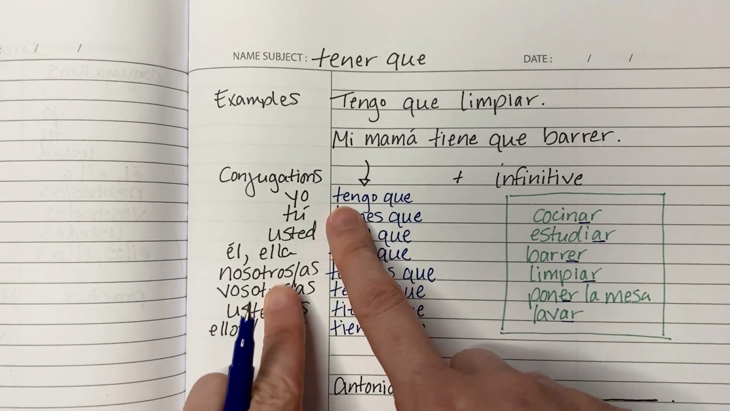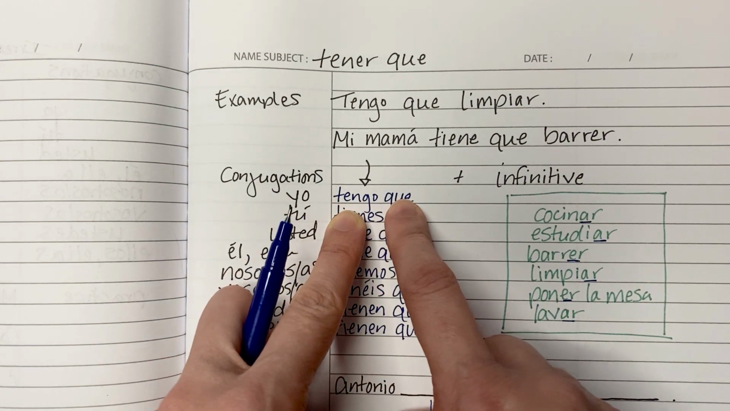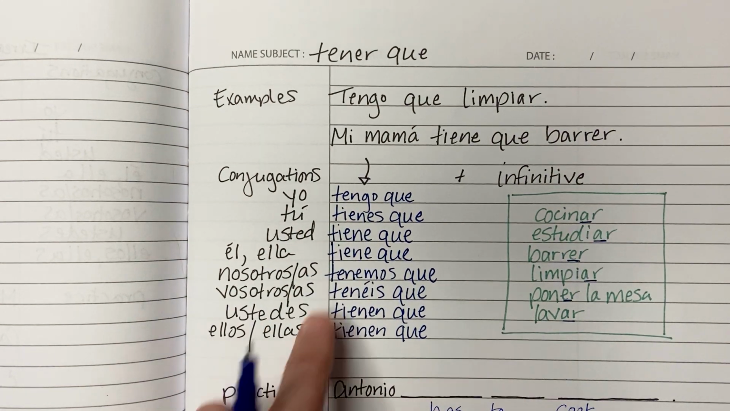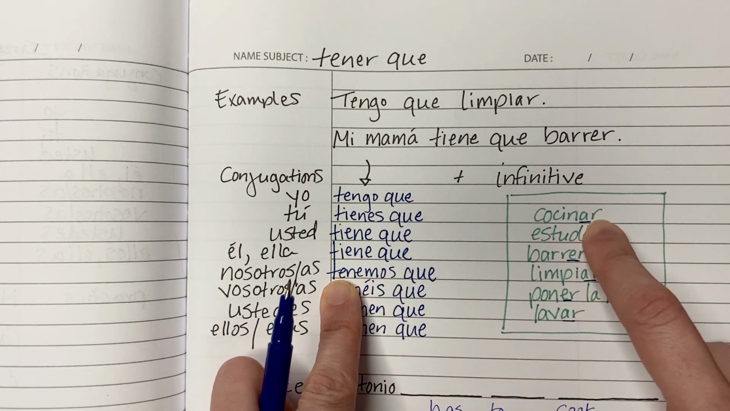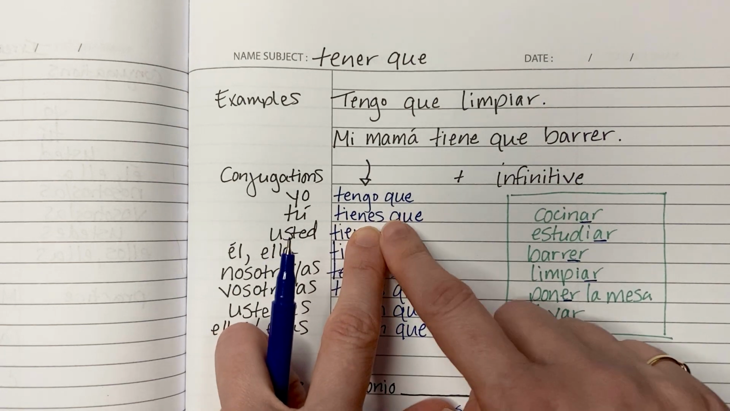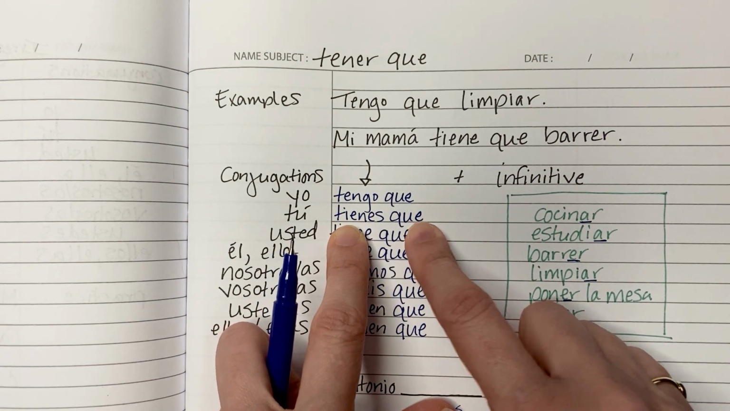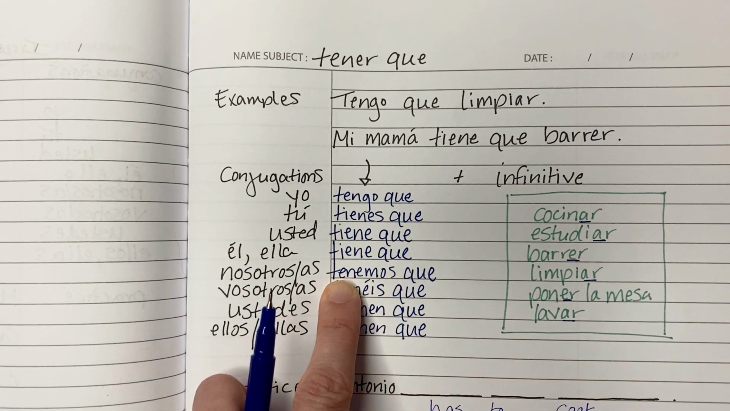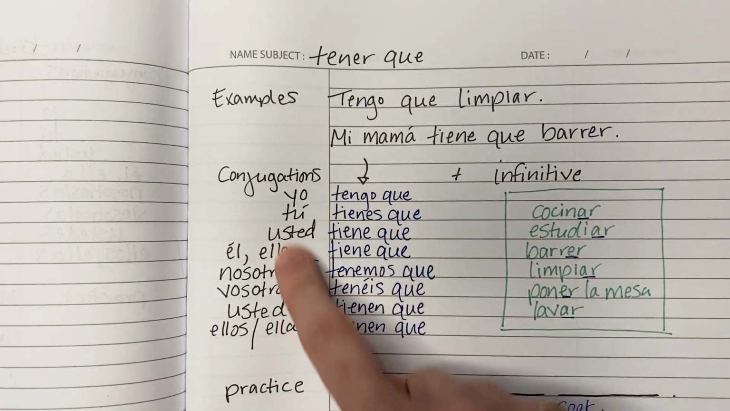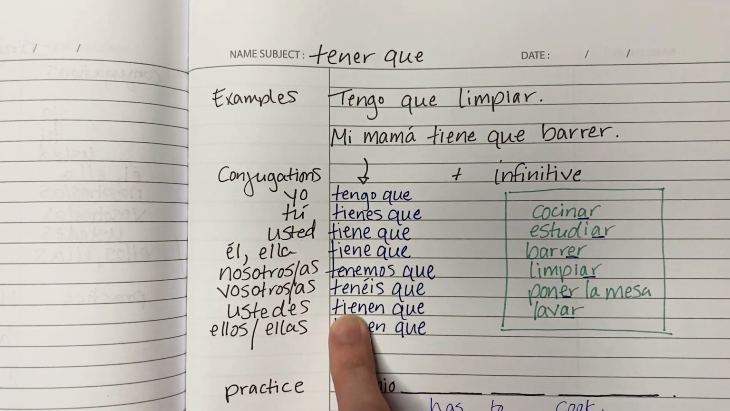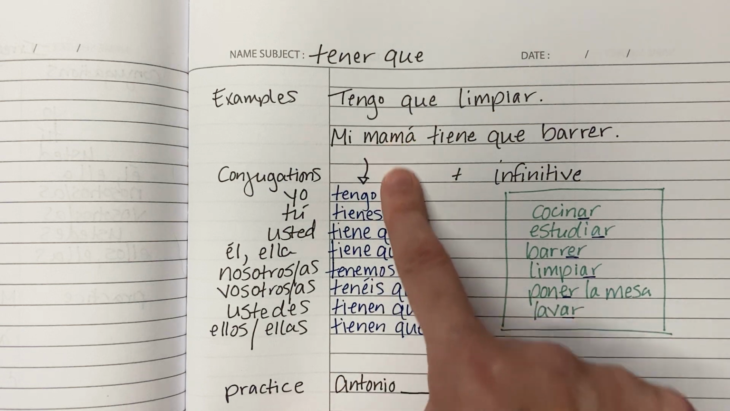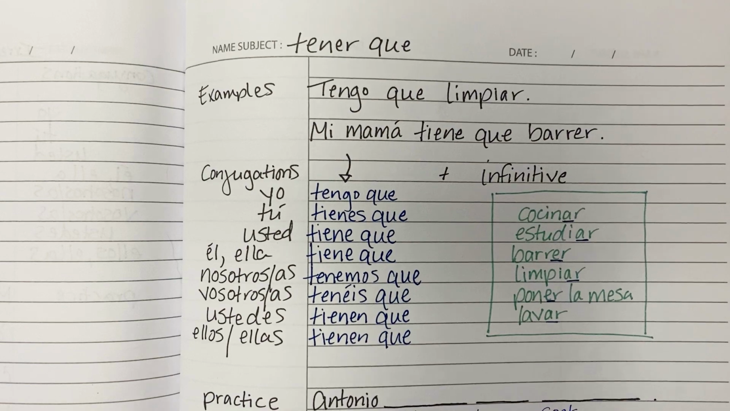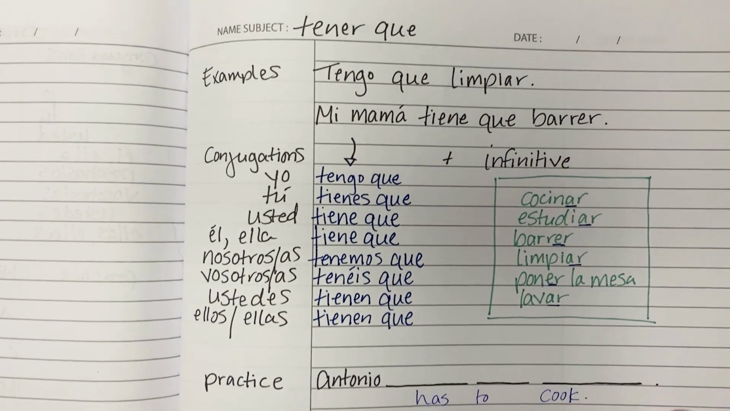So if I wanted to say I have to cook, tengo que cocinar, leaving cocinar in that infinitive form. Or we have to cook, tenemos que cocinar. You have to study. If I'm being informal, talking to a friend, tienes que estudiar. What about we have to study? Tenemos que estudiar, right? So we're using a form of tener, like tengo, tienes, tiene, tenemos, tenéis, tienen, plus the word que, plus a verb in the infinitive. So let's take a look at some examples.